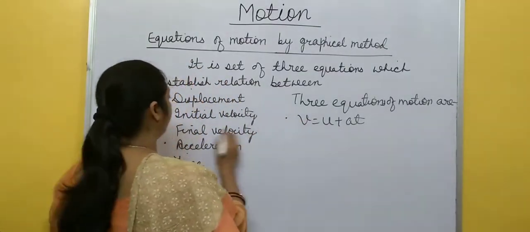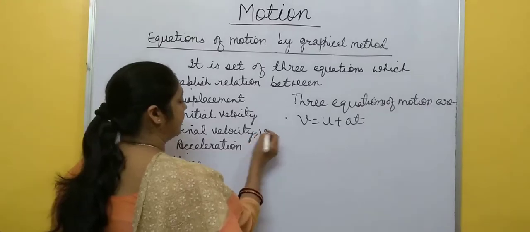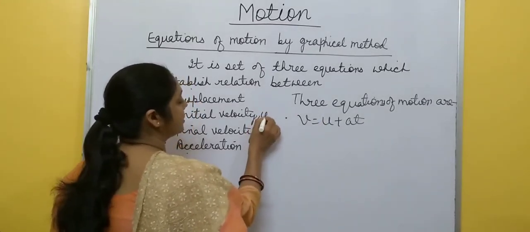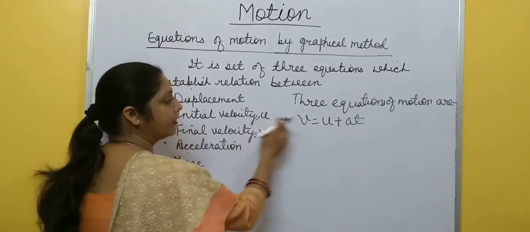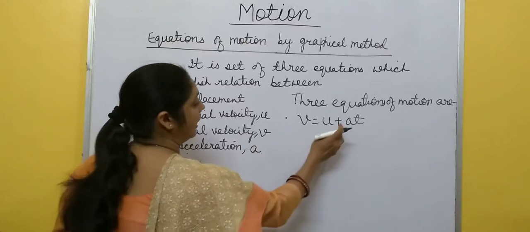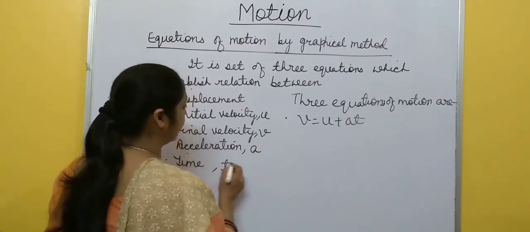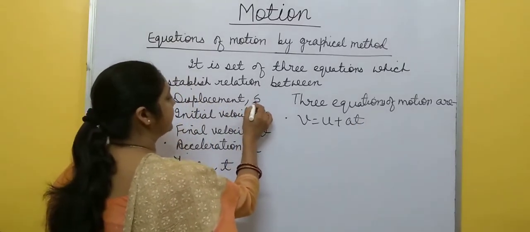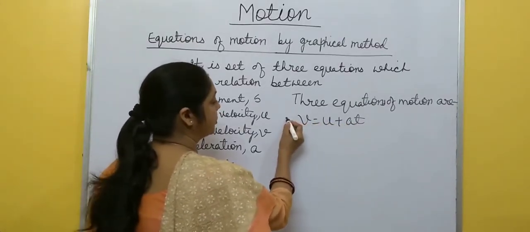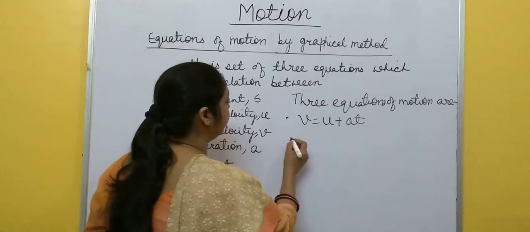V is what? Final velocity, right? Final velocity is represented by V. U is what? Initial velocity. It is represented by U. A is what? Acceleration, right? And this T is time and displacement is represented by S. So, first equation of motion is V equal to U plus AT.